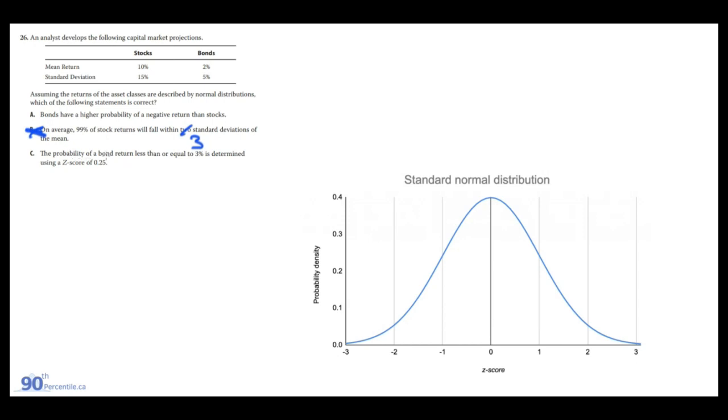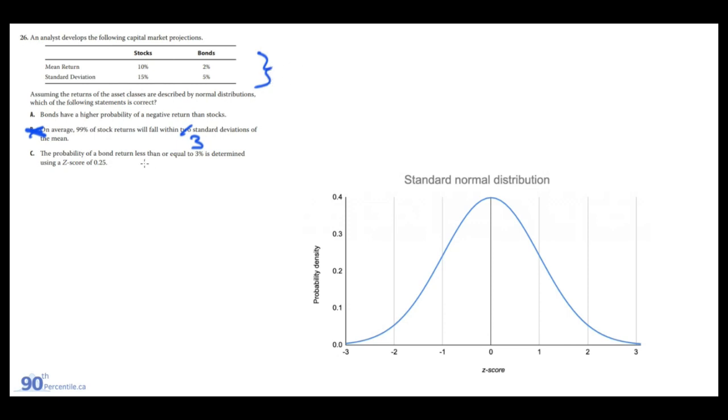C, the probability of a bond return less than or equal to 3% is determined using a z-score of 0.25. So here's where standardizing the returns comes into play. So bonds, kind of like what I just showed you in Excel, we have a distribution that's normally distributed, but the mean and standard deviation are different than the standard normal distribution, where the mean is 0 and the standard deviation is 1. So here we're going to standardize this.